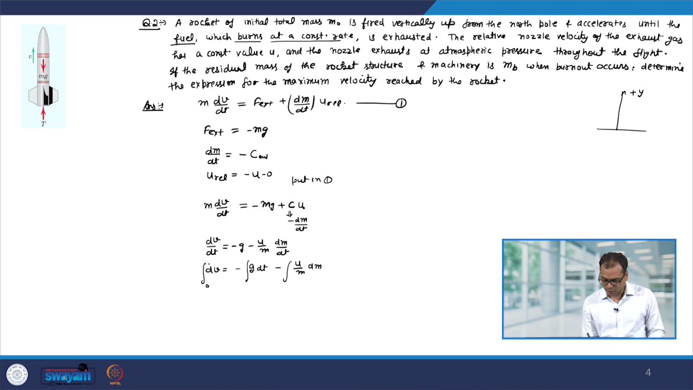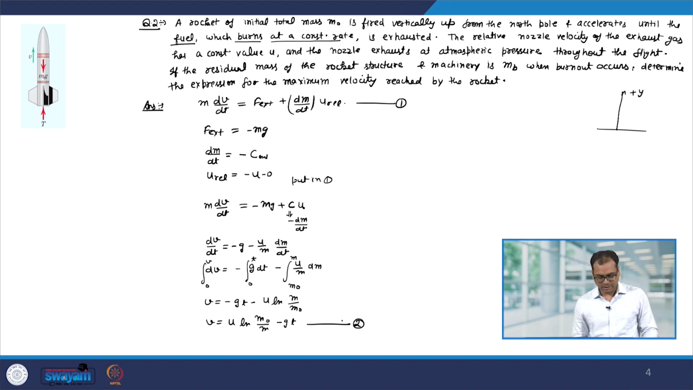So, v varies from 0 to v, in time 0 to t, and during this time the mass changes from m naught to m. So, therefore, v becomes minus gt minus u ln m over m naught, or v becomes u ln m naught over m minus gt. Let us call it equation number 2.